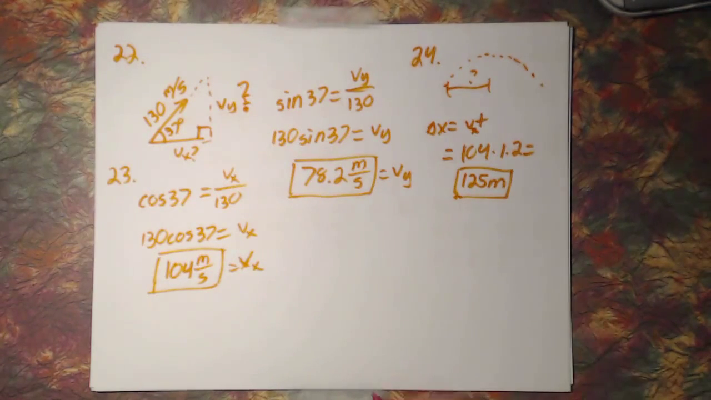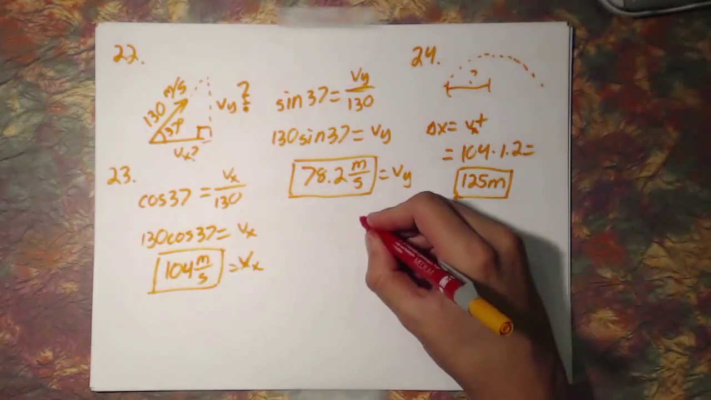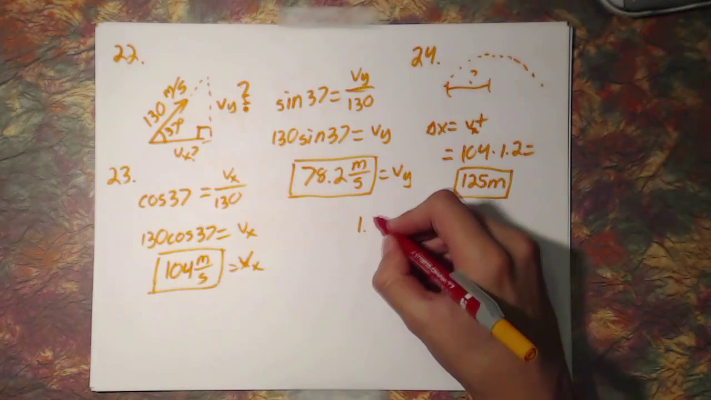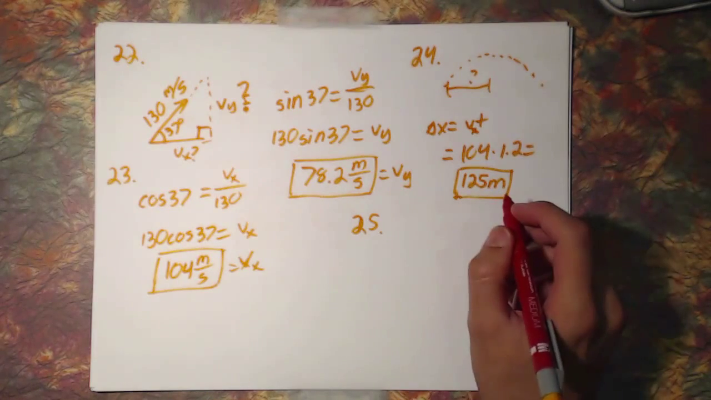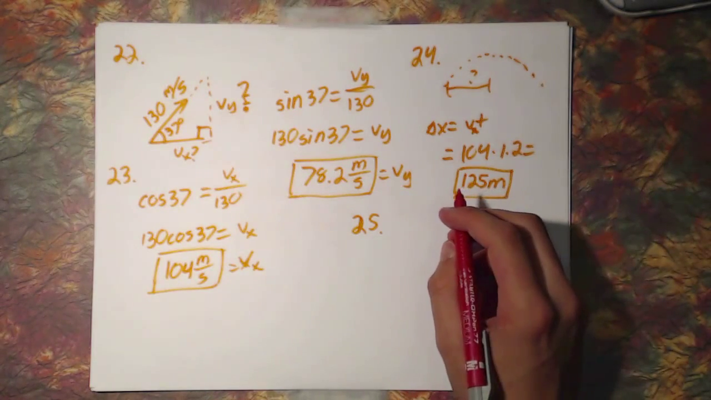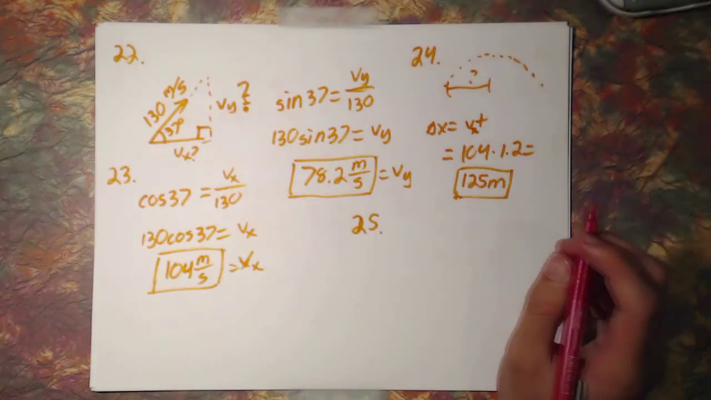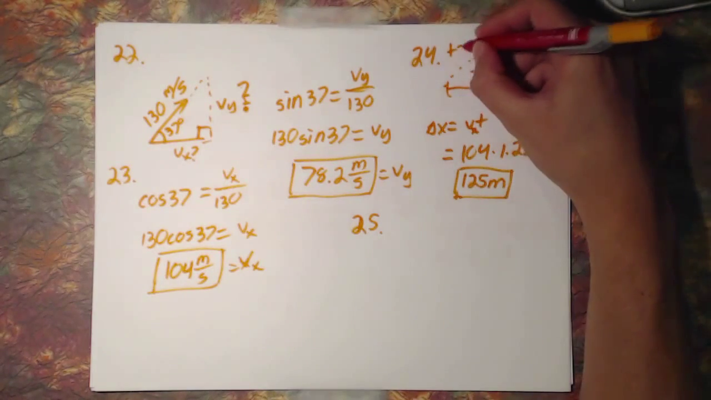Question 25 says, what will the vertical position of Allison's ball be after 1.2 seconds? This is a little bit trickier, but not by too much. So for this, we want to find the vertical position, and we do have time. Again, it's 1.2 seconds. Should probably put that up here.